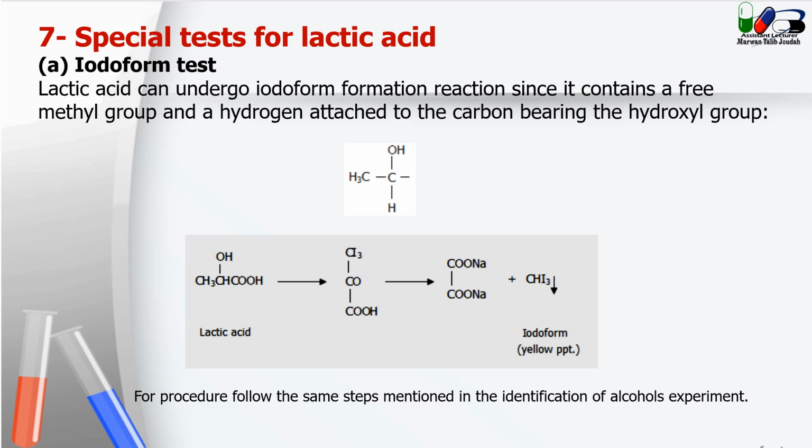Number 7: special test for lactic acid. The iodoform test. Lactic acid can undergo iodoform formation, the reaction of which we will see shortly, since it contains a free methyl group. So because of the free methyl group we will be able to form iodoform eventually, and the hydrogen attached to the carbon bearing the carboxylic group.